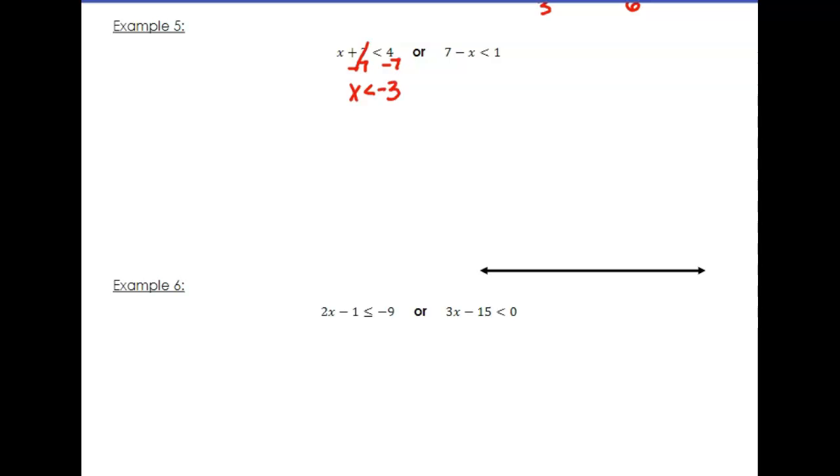For the second inequality, I want to isolate x by moving the constant with inverse operations. I still have a negative x is less than 1 minus 7, which is -6. And I don't want negative x, I want regular old positive x. So if I change the signs, I also have to change the inequality sign. So my solutions are anywhere that x is less than -3, or anywhere that x is greater than 6.